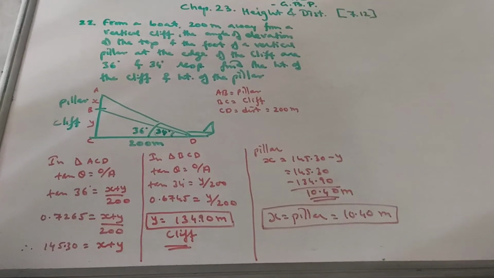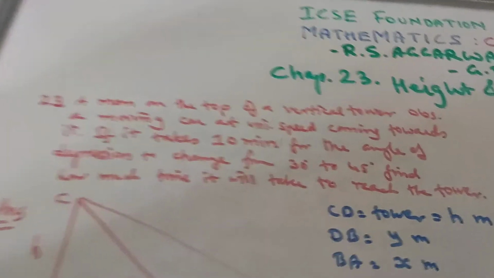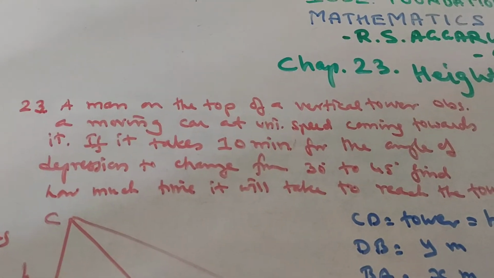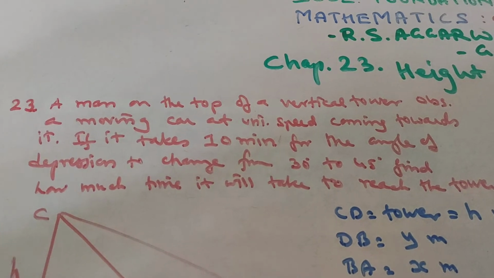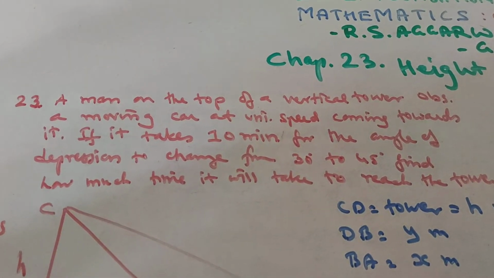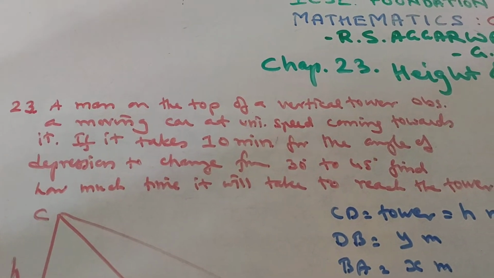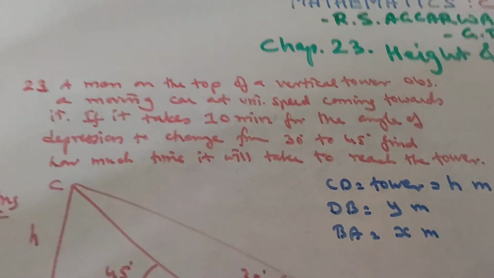We'll work it out with sum number 23. Sum number 23. A man on the top of a vertical tower observes a moving car at a uniform speed coming towards it. If it takes 10 minutes for the angle of depression to change from 30 degrees to 45 degrees, find out how much time it will take to reach the tower.